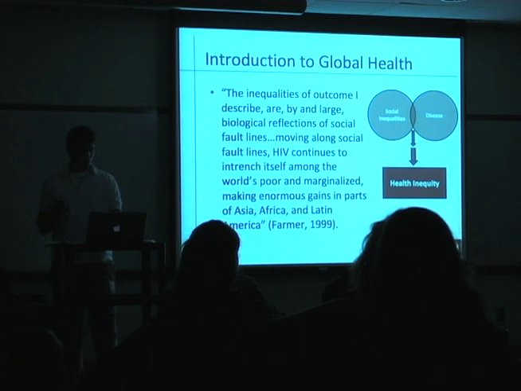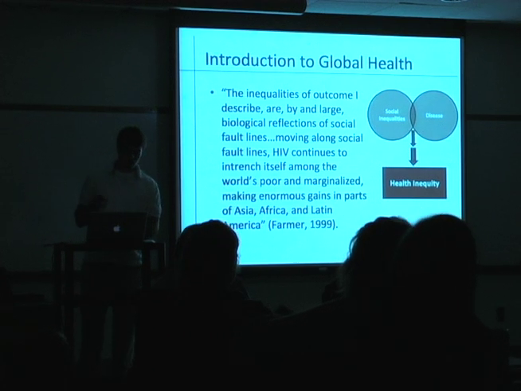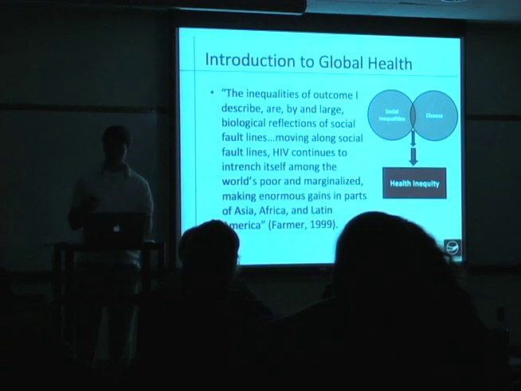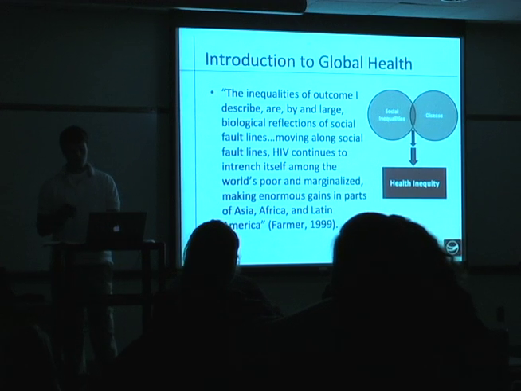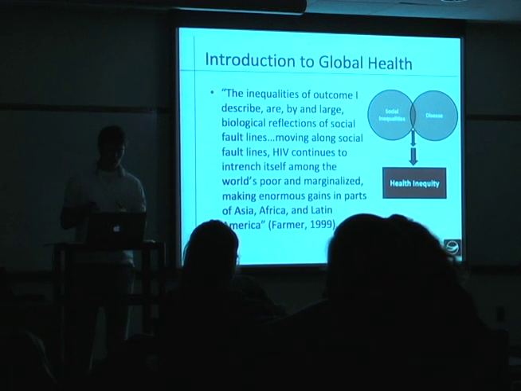And Paul Farmer, in his book Infections and Inequalities, has a really good quote. He says, "The inequalities of outcome I describe are, by and large, biological reflections of social fault lines." He goes on to explain, using HIV as an example.